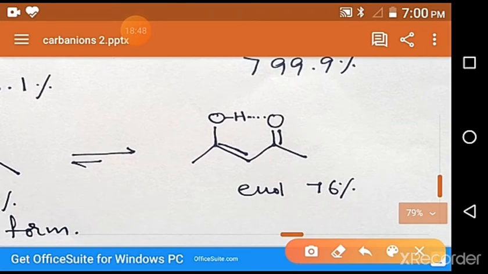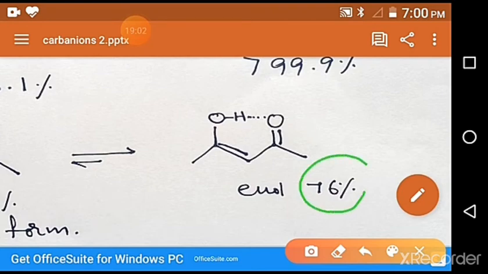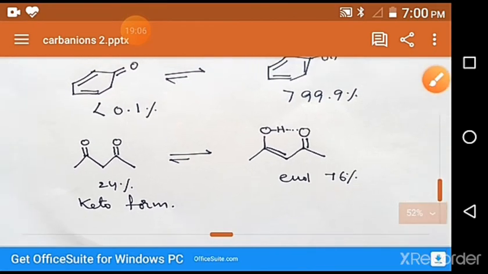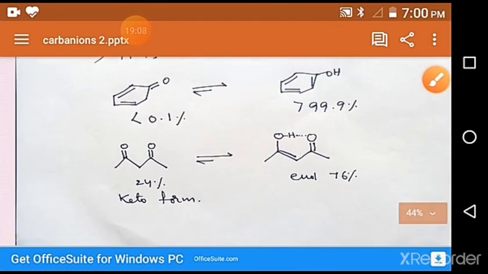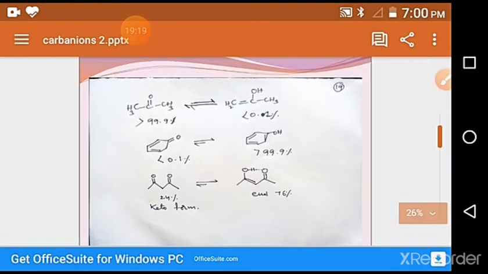There is a hydrogen bond between H and oxygen. This dotted bond is called a hydrogen bond. So due to hydrogen bonding and six-membered ring formation, it is more stable. That's why this enol is 76% when we compare it to the keto form. Generally keto forms are more in proportion, but there are some instances where enol forms also dominate, depending upon the stability of the compound.